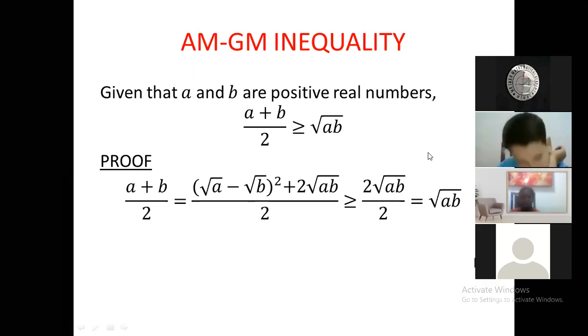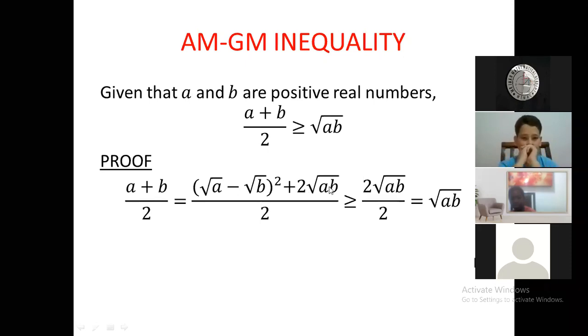So if you expand root A minus root B all squared, and you then add 2 root AB to it, you're going to have A plus B. So basically, what that is saying is that A plus B is the same as root A minus root B all squared plus 2 root AB. It's the same thing. Now, don't forget that A and B are positive real numbers. That means their product is a positive real number. The square root of their product is a positive real number. Of course, 2 multiplied by that is a positive real number.